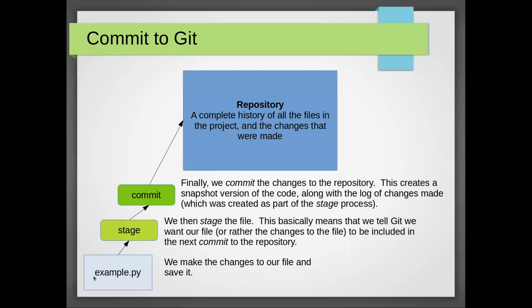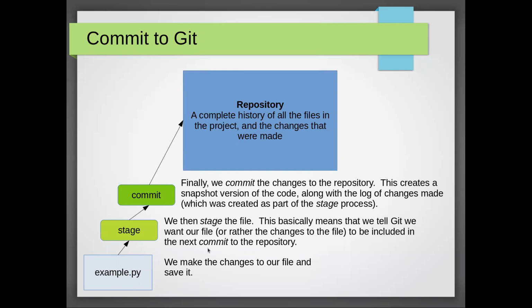So let's imagine we've got a simple .py file here. I've just got my example.py. What we would do is we would make changes to our file and save it. So maybe we're in Spyder, we're doing our coding, we change our file in whatever way we want, and we save it as normal. Then we want to add it to the repository.